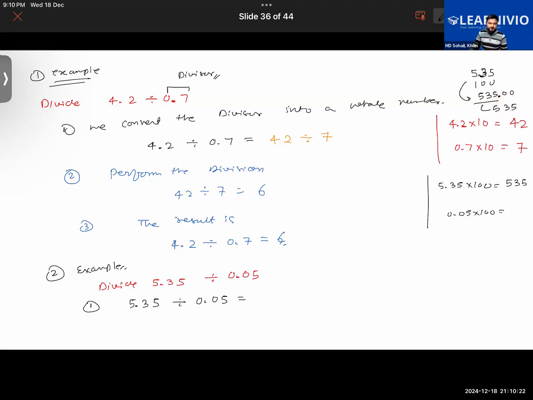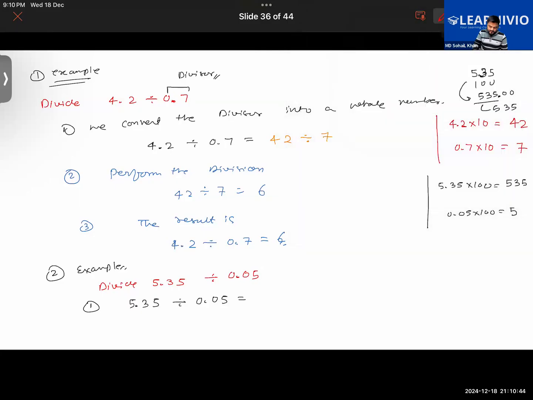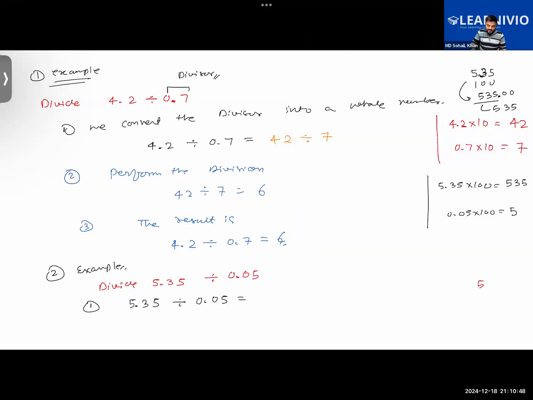In the divisor there are 2 digits after the decimal, so we should multiply by 100. Exactly. So this will become 535. The second one is 5, only 5. So 5 multiplied by 100 is equal to 500.